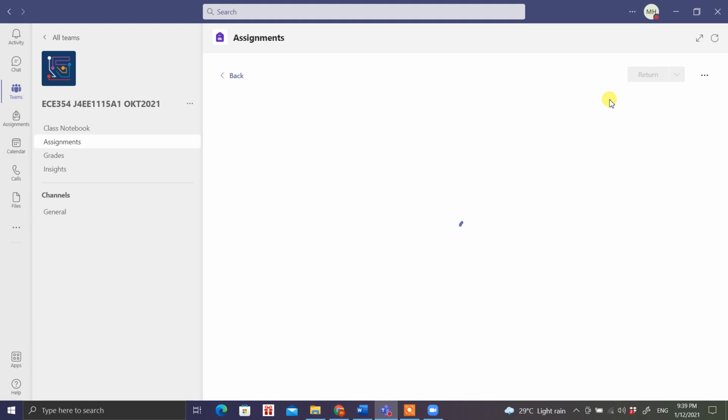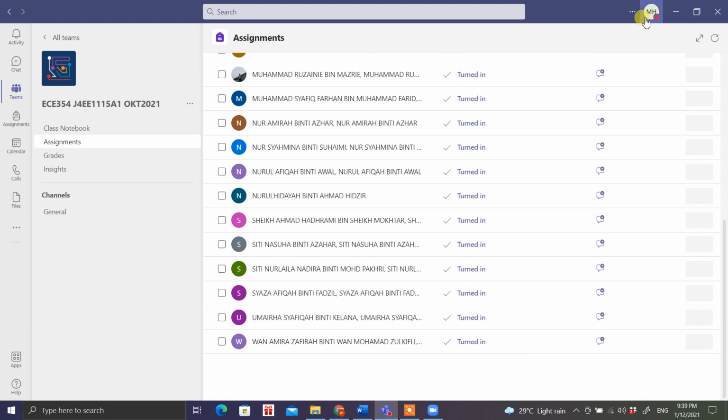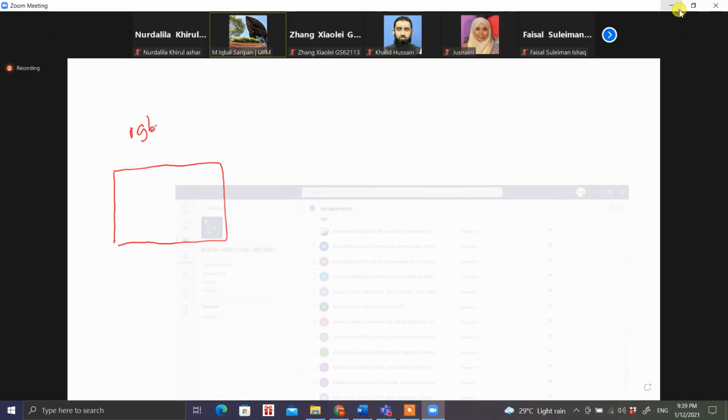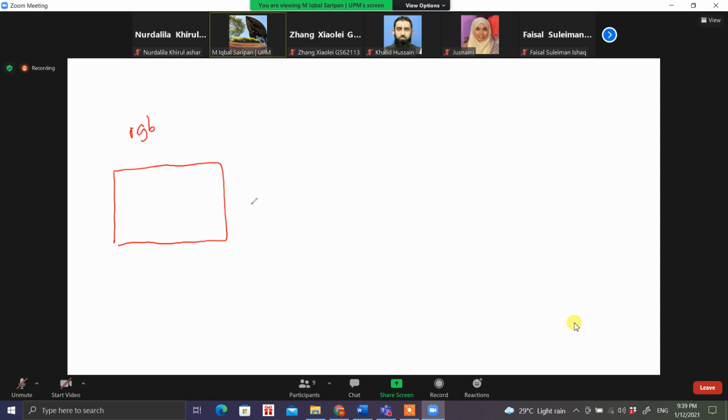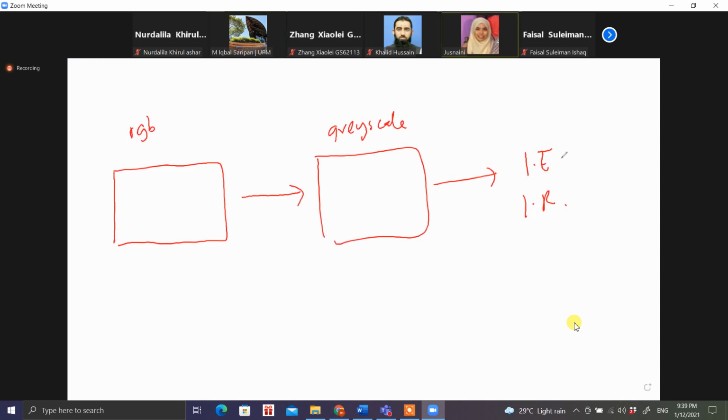Your question just now is, you have one RGB image. Most of the processing that you have found in the literature says that the first step is to transform from RGB to grayscale, before you do some image enhancement or image restoration. So why do we need to transform to grayscale? My answer, number 1, is simplicity.